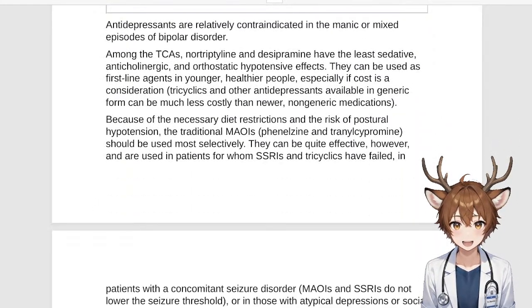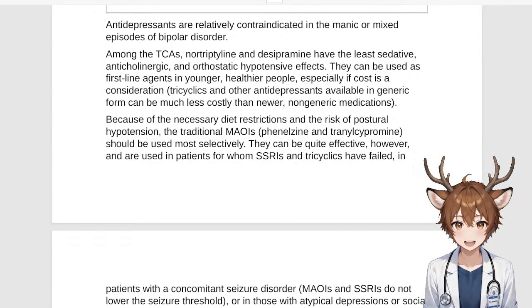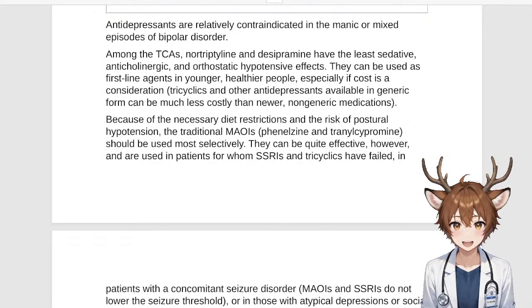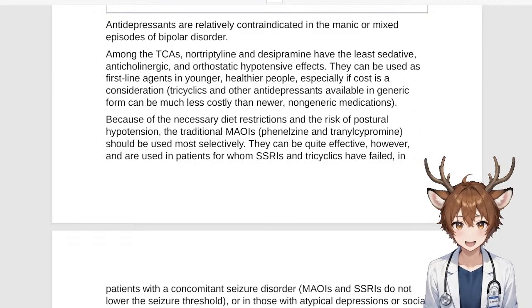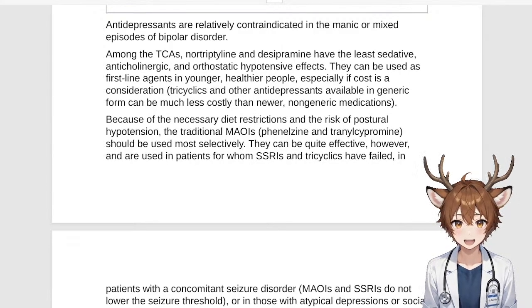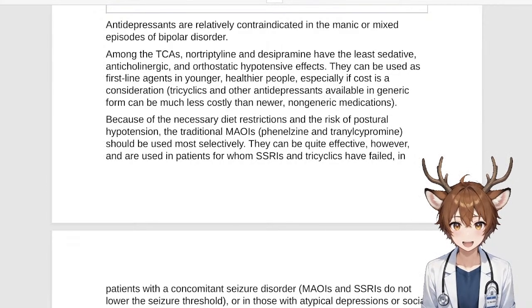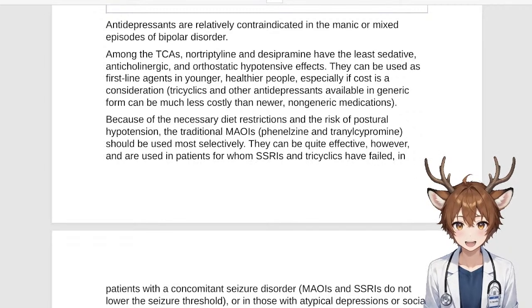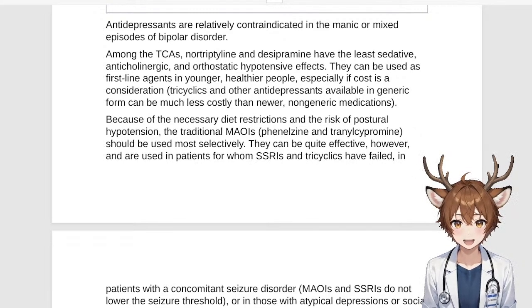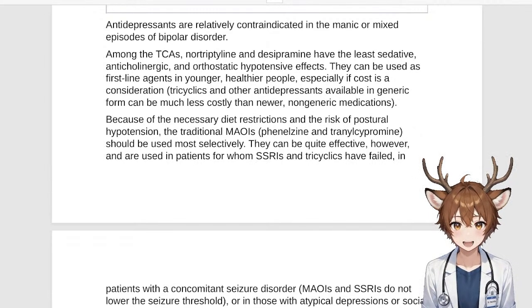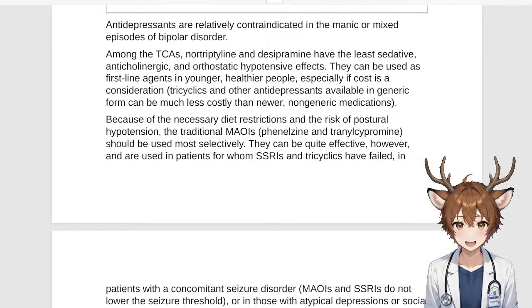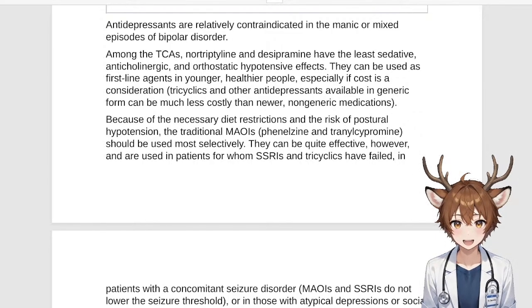Antidepressants are relatively contraindicated in the manic or mixed episodes of bipolar disorder. Among the TCAs, nortriptyline and desipramine have the least sedative, anticholinergic, and orthostatic hypotensive effects. They can be used as first-line agents in younger, healthier people, especially if cost is a consideration. Tricyclics and other antidepressants available in generic form can be much less costly than newer, non-generic medications.